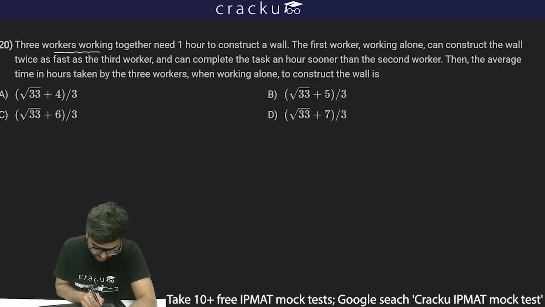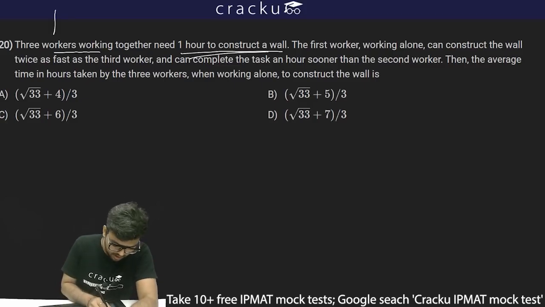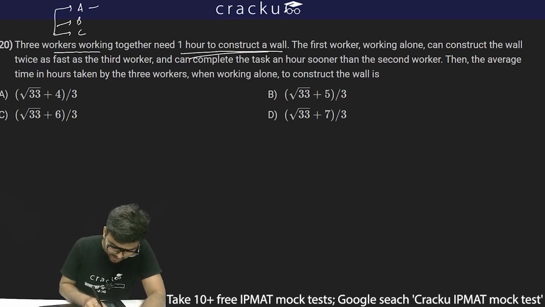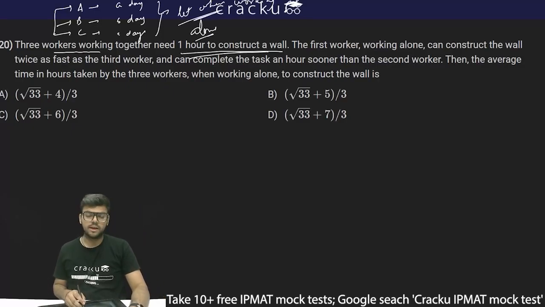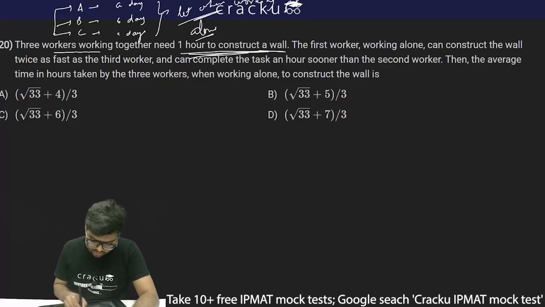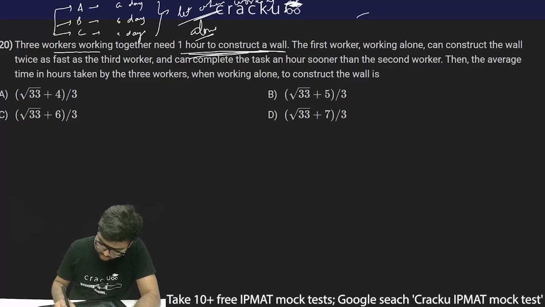3 workers working together need 1 hour to construct a wall. Let the 3 workers be A, B and C. Let these be the 3 workers, and they take A days, B days and C days. Let this be the case when they are working alone. When working alone, A takes small a days, B takes small b days, and C takes small c days. Now they need 1 hour to construct a wall, which I can say if I assume the total work as 1 unit.